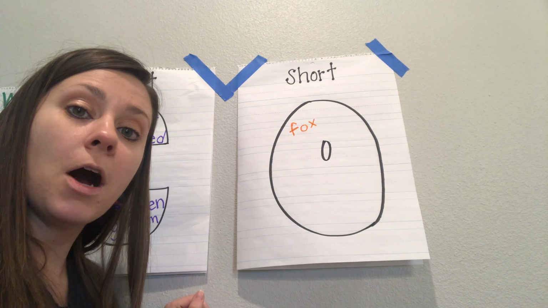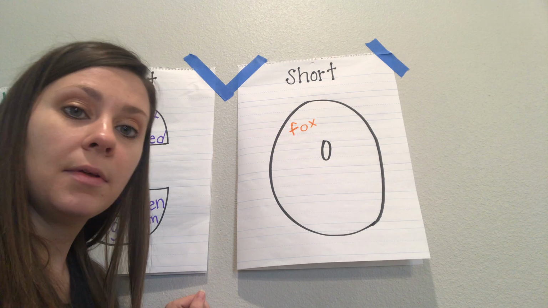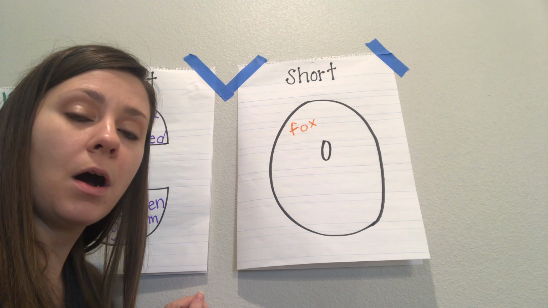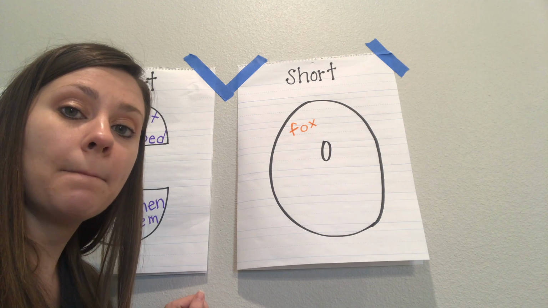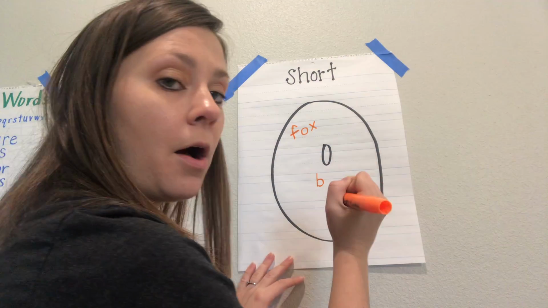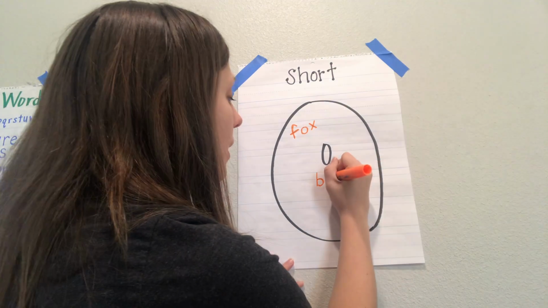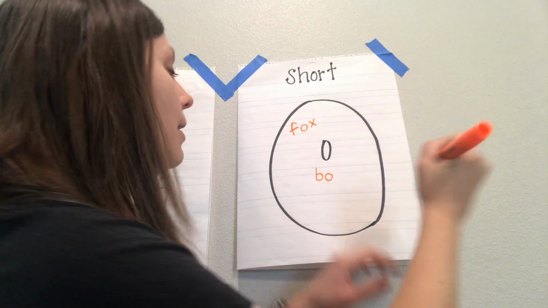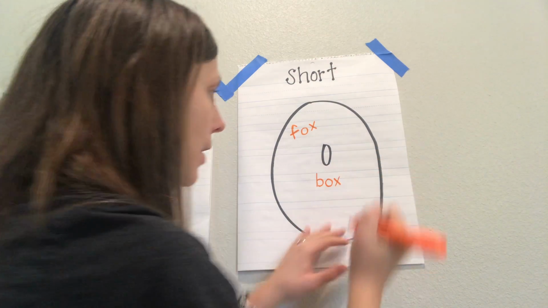What about box? B, b, b. What's the beginning sound in box? B, b. Ox. We need a B. B, b, b. B. O. B. Ox. X. Box.